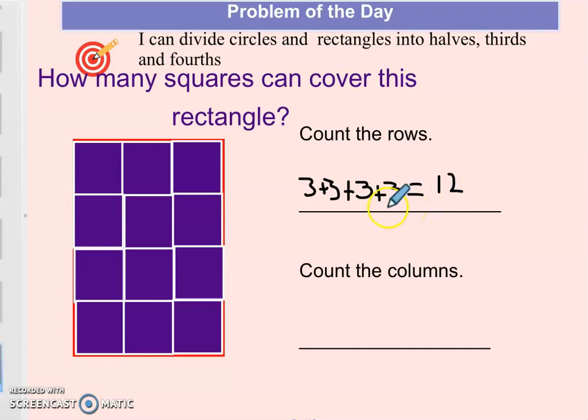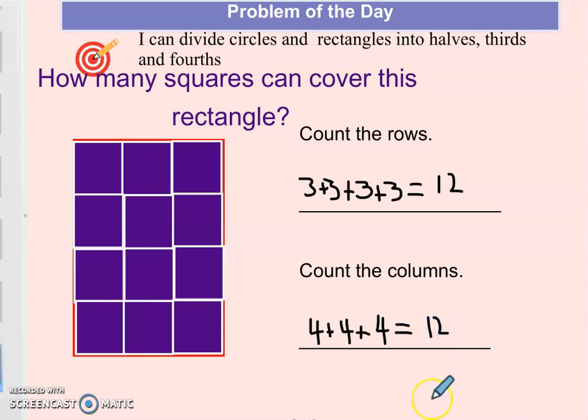So remember, we say the column goes up and down. So let's go. See how many are in each column. So it's 1, 2, 3, 4. Plus, let's count again. 1, 2, 3, 4. Another 4. I think we have one more column, so let's count that. So we have 1, 2, 3, 4. Let's find the sum. So we have 4 plus 4 is 8. 8 plus 4 is 12.